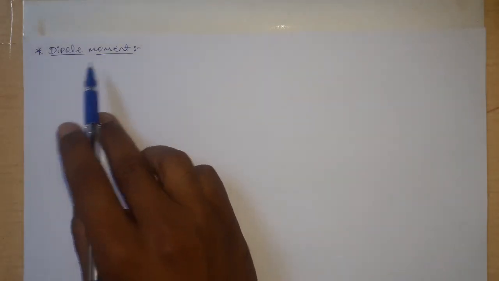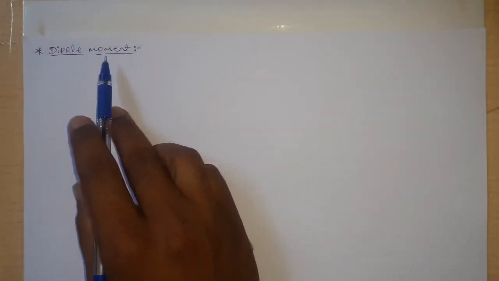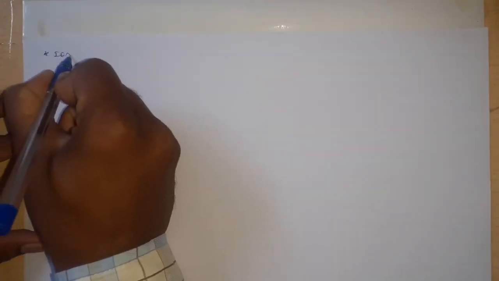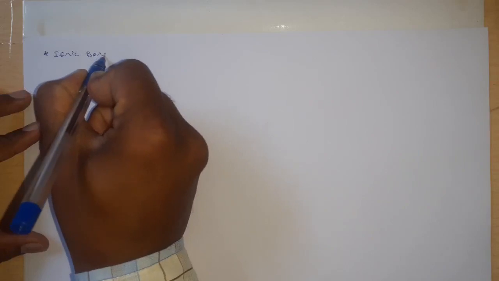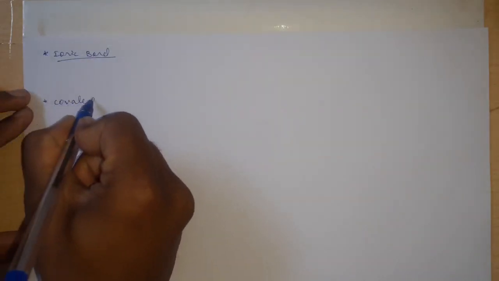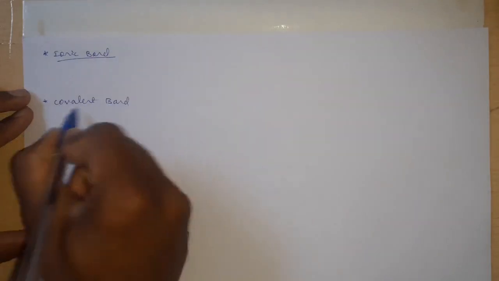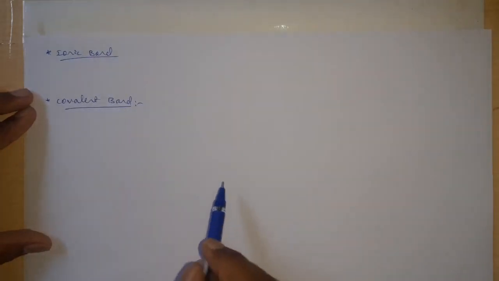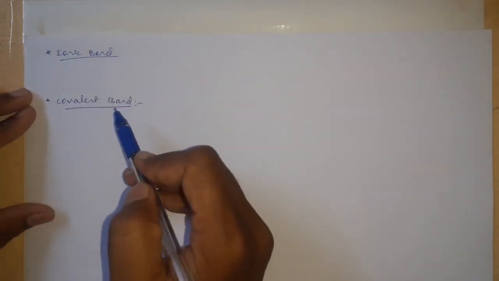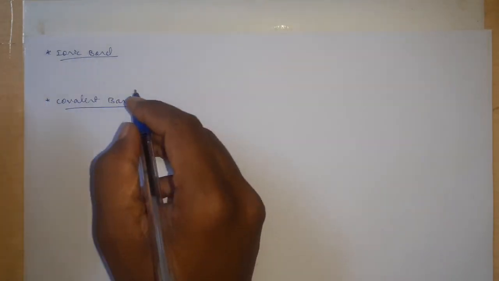In this class we are going to discuss the dipole moment. Already we are familiar with the types of chemical bonds. The first one is ionic bond and the second one is covalent bond, correct? Now we have studied two types of chemical bonds, ionic bond and covalent bond.